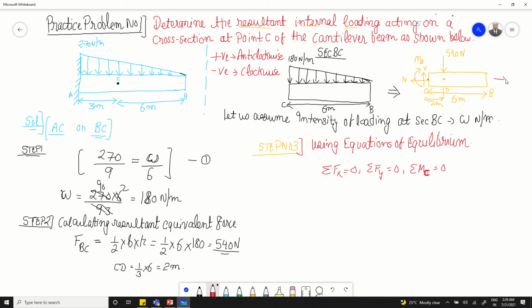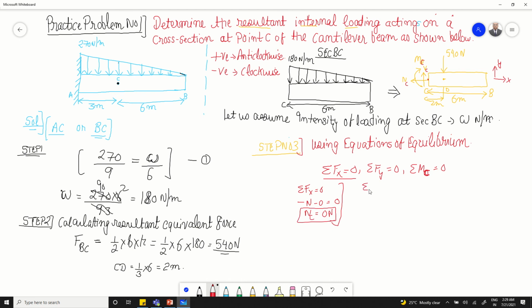Let us say this is your x-axis and this is your y-axis. Let us use the first equation, summation of Fx is equal to 0. It is going in the negative x, so let us say minus N. In this section, there is no horizontal component other than N. So we simply say minus N is equal to 0, so N is nothing but 0. Let us call the internal forces at point C as NC, VC and MC. So NC will be 0. Your normal component at this section is 0 Newton. It has got no value.